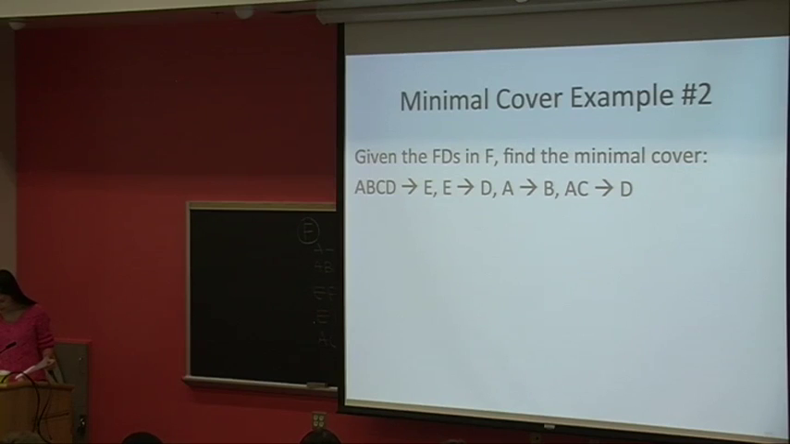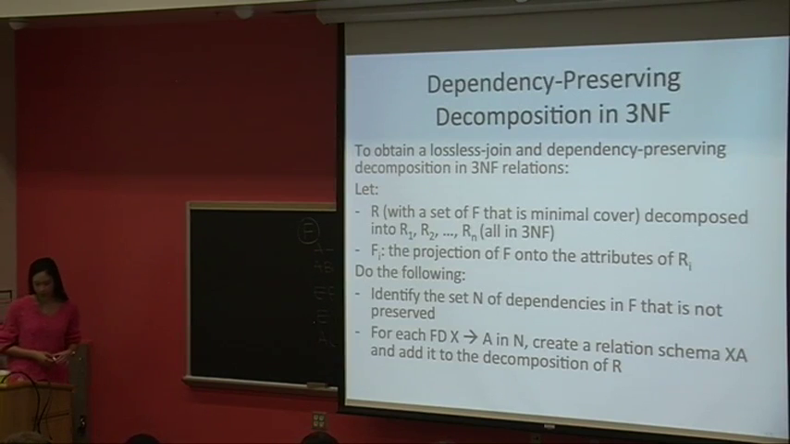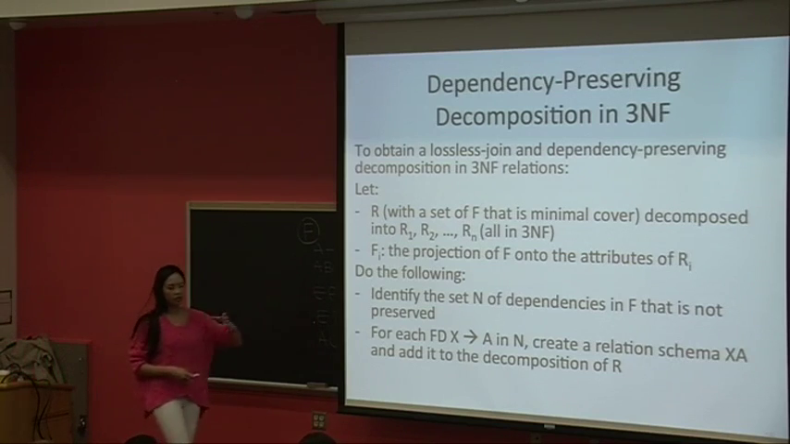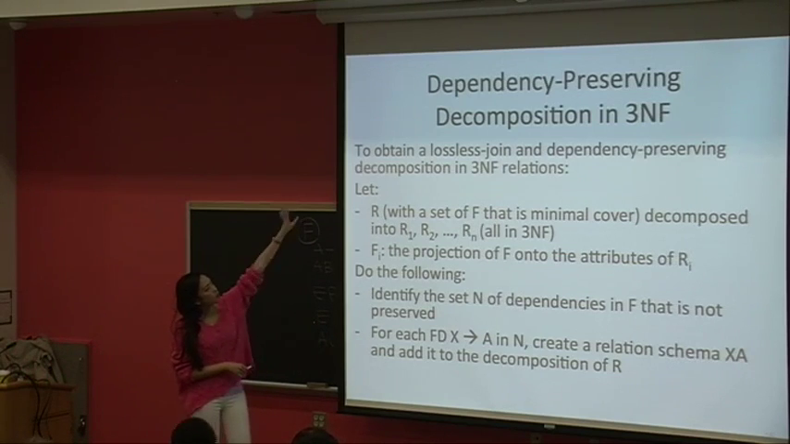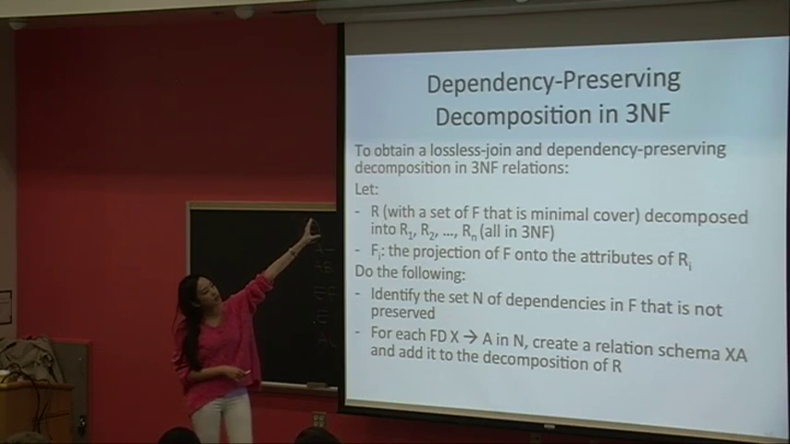So let's look at the next thing. Now we learned about minimal cover, and you might be wondering why we even need that. If you recall, that's because we want to decompose into third normal form. I think we are near the end for today. If you want to decompose into third normal form, we have a couple of assumptions. Your goal is to obtain a lossless join and dependency preserving decomposition into third normal form relations.